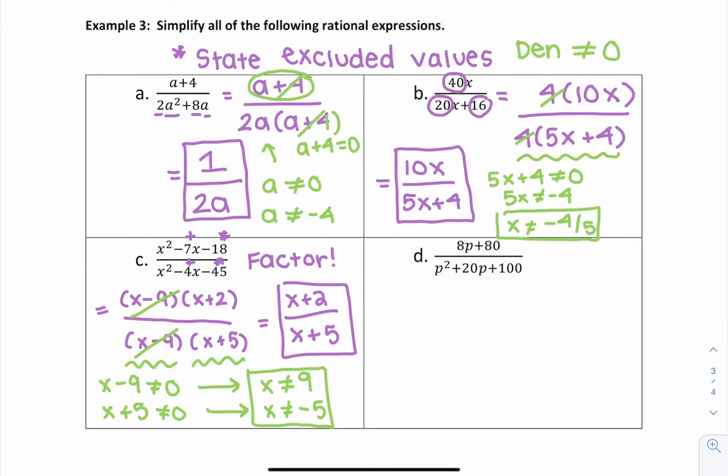Let's try this last problem. So I'm going to factor again. So I'm going to take out an 8 on the top to be left with p plus 10. And on the bottom, I'm going to factor. So I'll get p plus 10 times p plus 10.